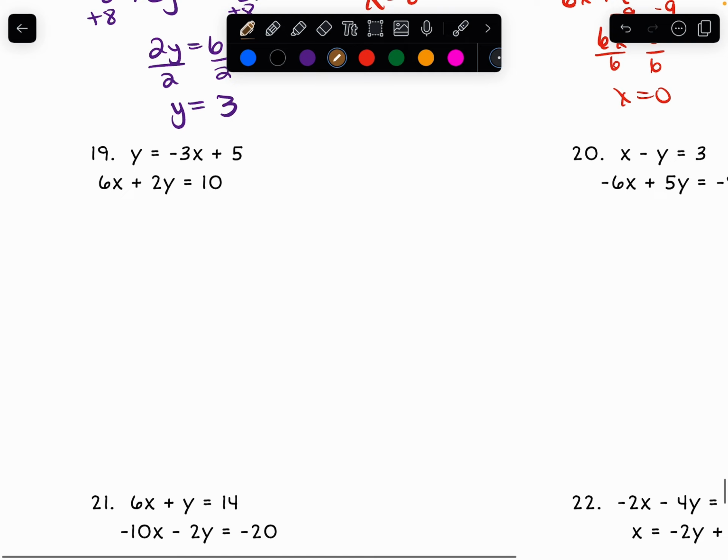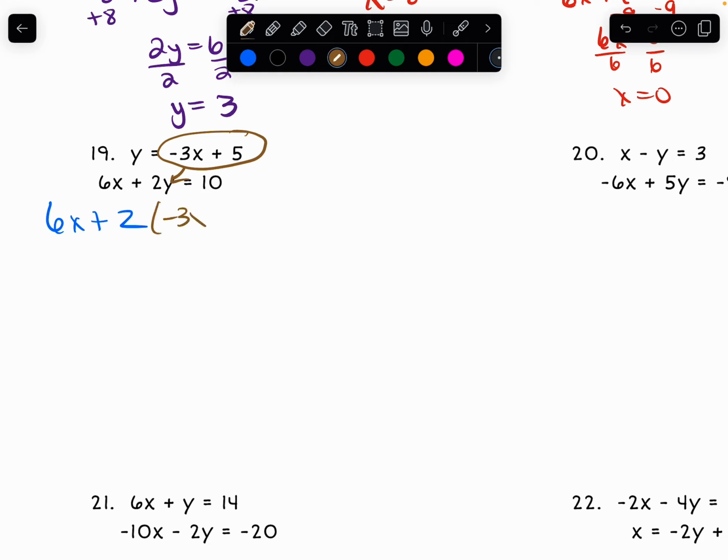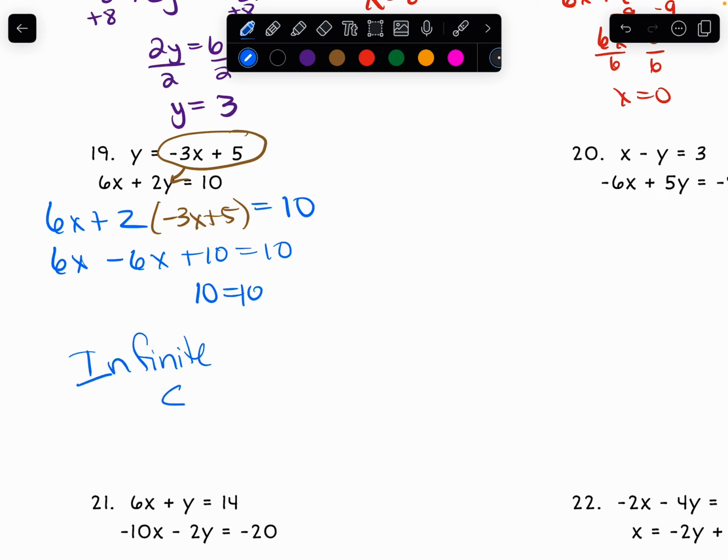Okay, so now we're going to come to this one. We already have y equals, so we're going to take what y equals and we're going to plug it in for the y. So we have a 6x plus 2, and then we're going to replace the y with negative 3x plus 5 equals 10. So all we did was take the y away and plug in what y equals. So that's going to get minus 6x plus 10 equals 10. This is going to get 10 equals 10. That is true. So this is infinite solutions.